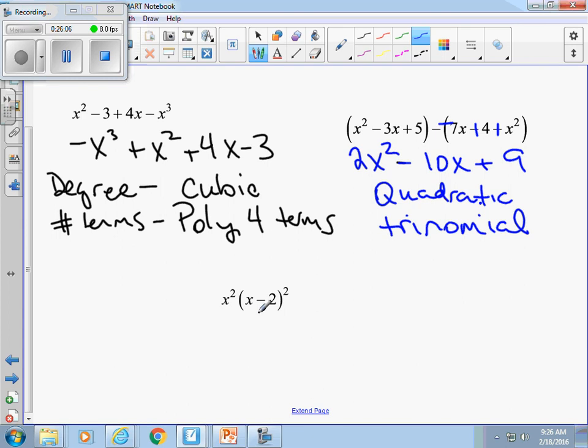How do I do this next one? What do I have to do on it? No. How do you square a binomial? FOIL. We've been asked that question before, haven't we?